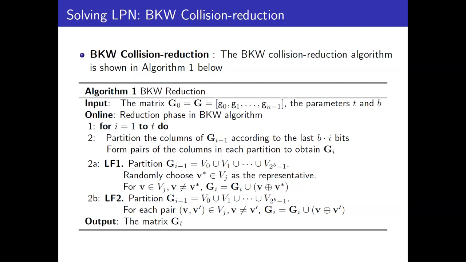And the other strategy is F2. In this strategy, instead of selecting a representative, for each combination of two different columns in the same partition, we XOR them together and put the result into the new matrix, and then we make T iterations here. Finally, we get a new matrix G_T. This new matrix differs from the original input matrix in that we have canceled out the last B times i bits.